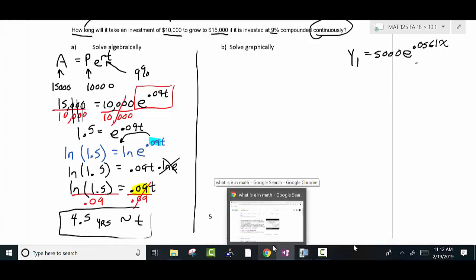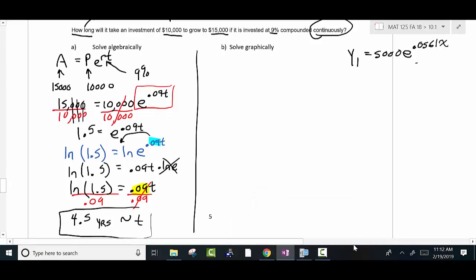So what I'm going to show you next is how to do this problem graphically. So we're going to do two things. In your calculator, you're going to use the PERT formula. So we're going to start with $10,000, and then we're going to do e to the interest, which is 0.09, but then we're just going to put an x there. Okay, because we're trying to find x. In y2 you're just going to put 15,000 because that's what we're expecting that investment to grow to over time.